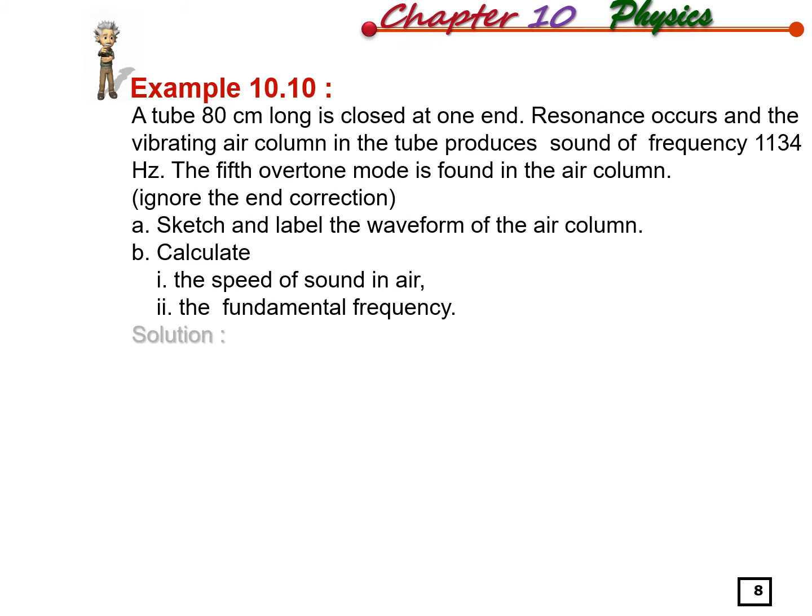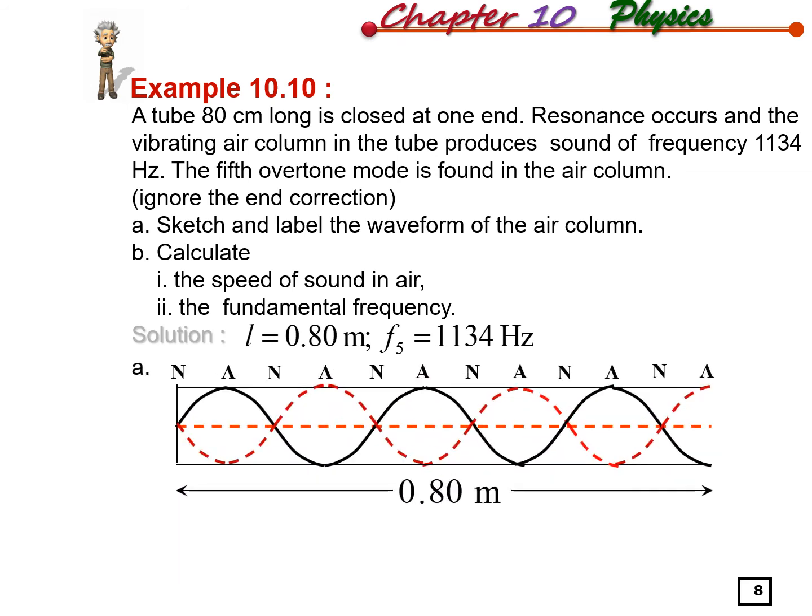Okay, now for the sketching process. Basically what we have over here is the fifth overtone. If you calculate the antinodes, it will be n plus 1, so that means you should end up with 6. If you count back over here, 1, 2, 3, 4, 5 and 6. So fifth overtone means you will end up with 6 antinodes. So that means you should end up over here.